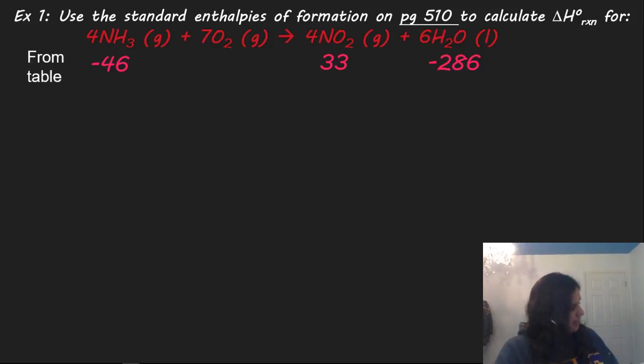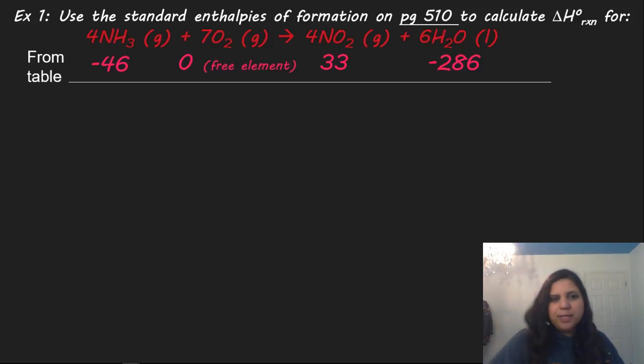Okay. What's missing in this table is oxygen, and this will always happen to you. You won't find it in the table because enthalpies of formation for elements are 0, and this is a free element. Its stable form is diatomic. All right, so we'll write that, free element.